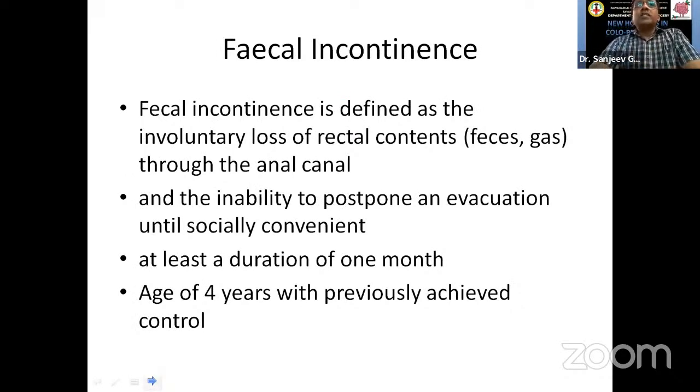Fecal incontinence is involuntary loss of rectal contents, feces or gas through the anal canal. In addition to this, it is also the inability to postpone an evacuation until it is socially convenient. There are two more criteria: the duration should be more than 1 month, and the age of the individual should be above 4 years with previously achieved control.